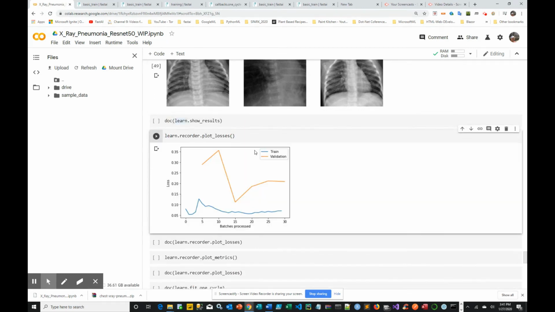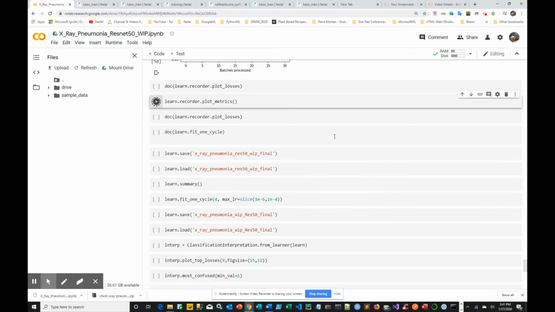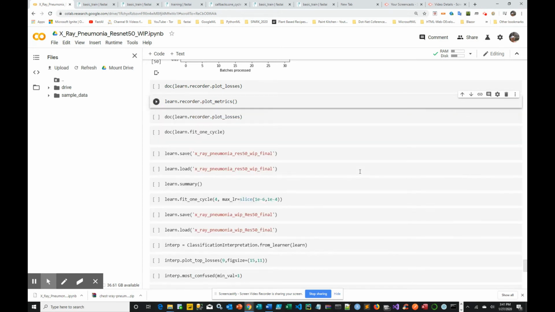You can also plot the losses. This is what the losses look like. So there's a function for that. You can see training versus validation. This might be very useful if you have a lot of batches, a lot of epochs you're running, so you can see whether or not you start overfitting, meaning the validation starts climbing up while the training data keeps going down. That's a classic sign of overfitting. Another thing you can do, you can plot the metrics. So here's what that looks like. Accuracy versus error rate. There's another method.